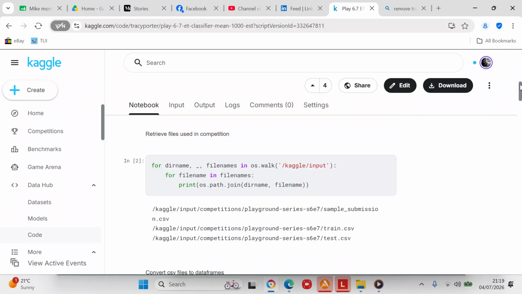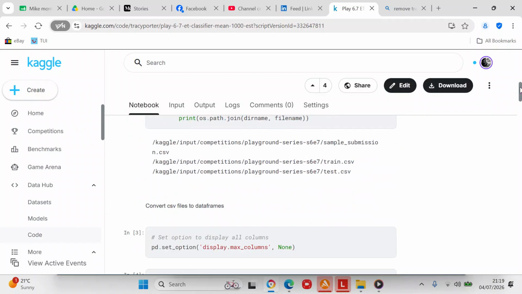So the first thing that we do after we've imported our libraries is we want to retrieve the files used in the competition. And so we do that by using OS to go into the directory of the competition and retrieve the files. So there were 3 files. These were CSV files, being sample submission, train, and test.